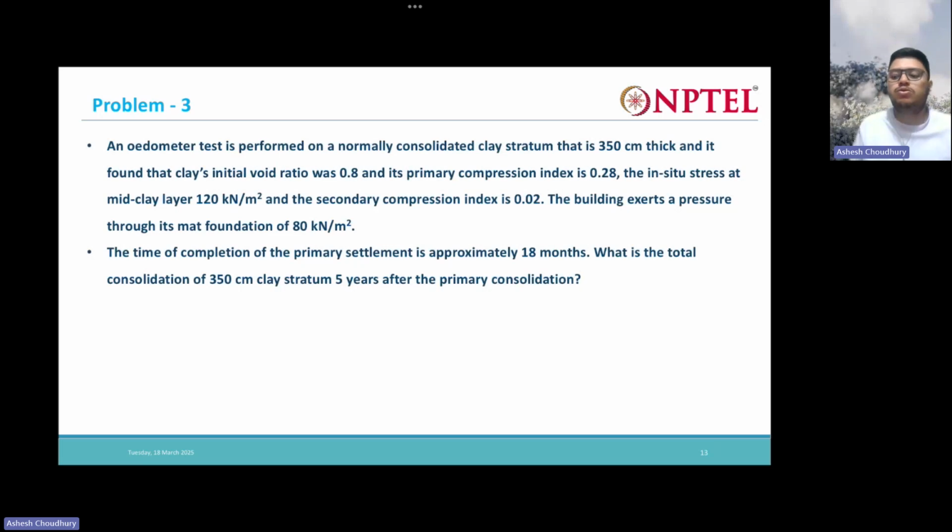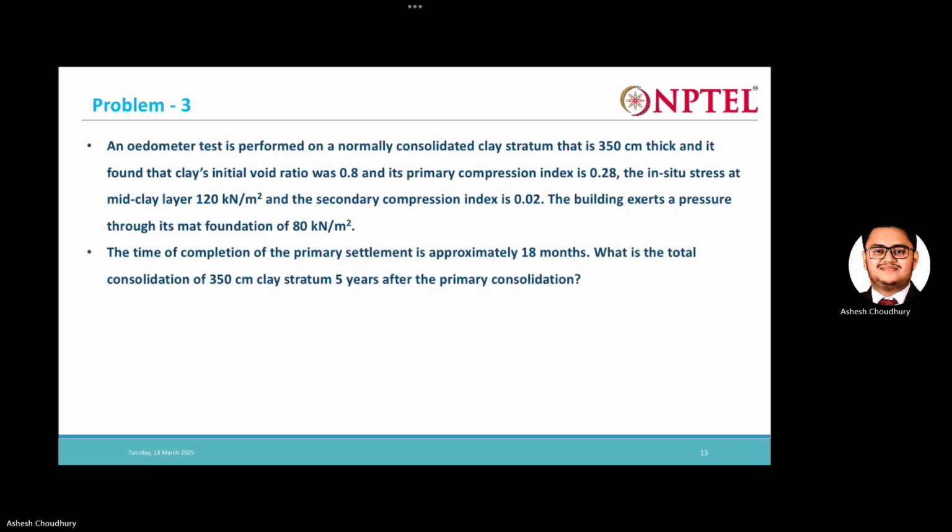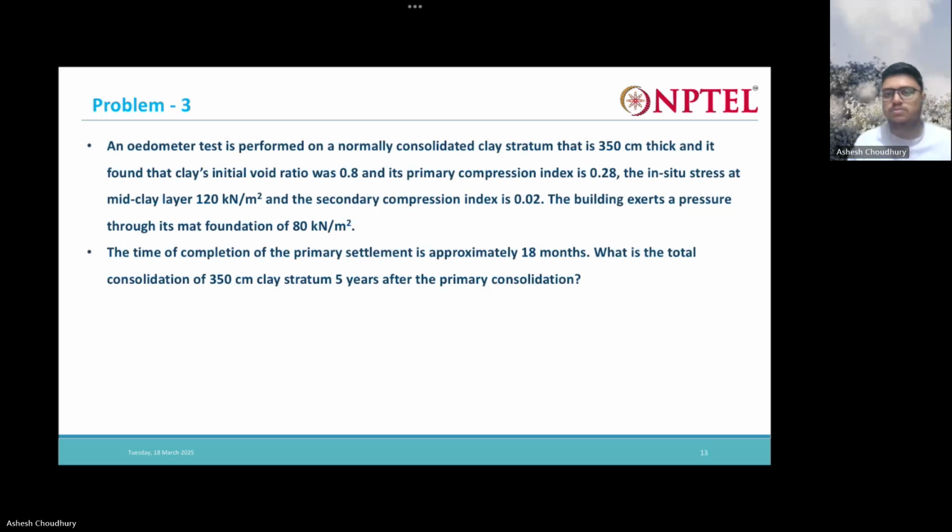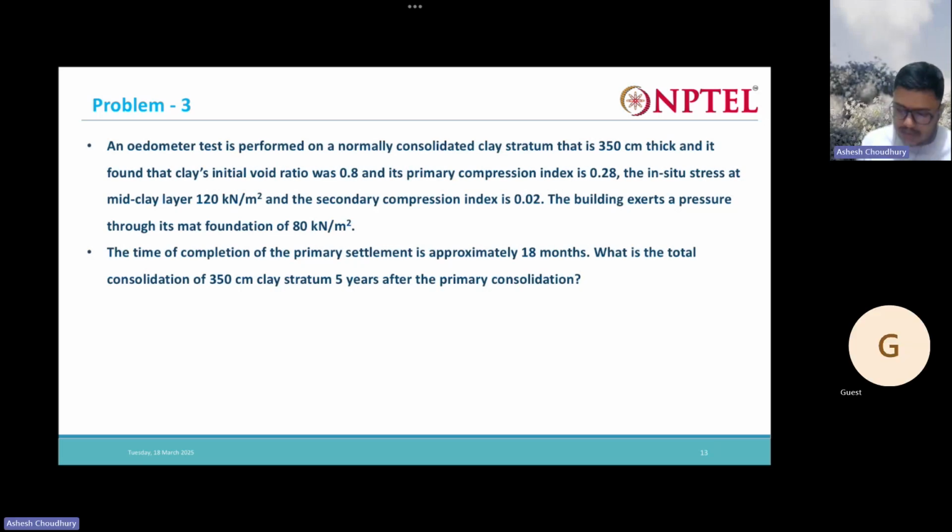First, what we need to do? First, we will calculate the values of the settlement. Okay, so let us do that first.